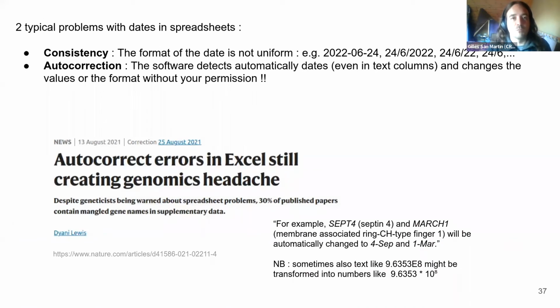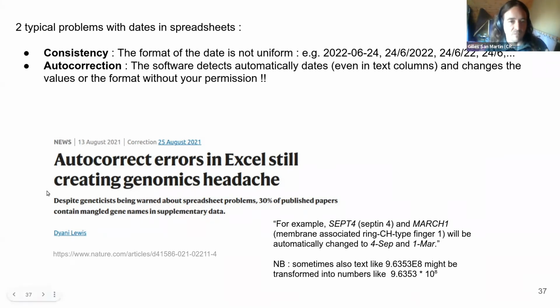There are two typical problems in spreadsheets, in particular with dates. The first one is consistency. So the fact that the operator will not respect the format you asked for, they will encode the date in a different format. And there is another huge and really complicated problem, which is autocorrection. Basically, spreadsheets, and particularly Excel, tend to automatically detect dates even when it's not a date, for example in a text column, and change the value without even asking.